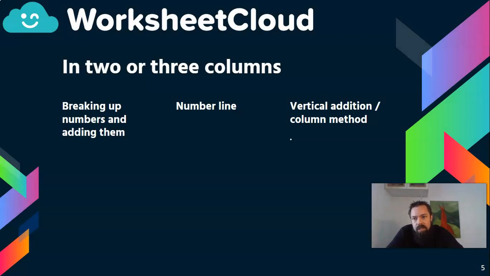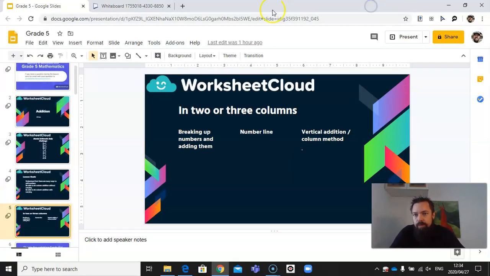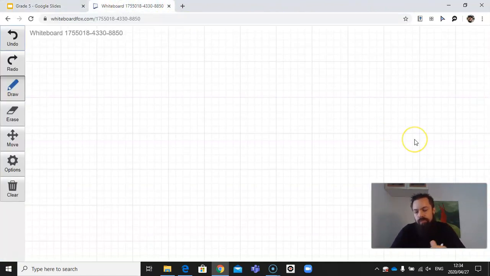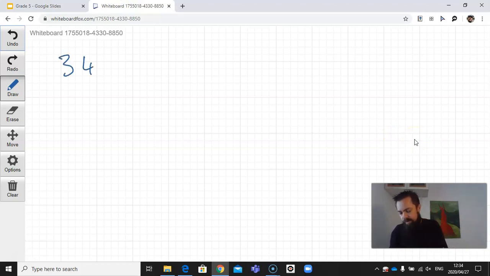So looking at just different ways of doing addition, I'm going to go through some of these in a moment. So we've got the first option, which is breaking up the numbers and adding them. Then we've got a number line, and then the one which I'll focus on, which is vertical addition or the column method. Let's jump across to the whiteboard. So looking at breaking up first, I'm going to start with 345 plus 123. So we're going to do breaking up first.